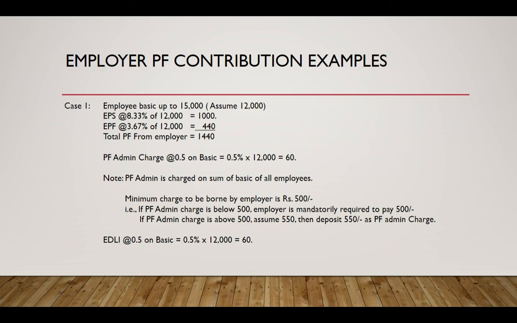And when we talk about PF administration charge, the law requires that the employer is required to contribute a minimum of 500 rupees towards the charge, and the charge is calculated on sum of the basic of all the employees and not individual employee. And in case if the total cumulative charge is below 500, then the employer is mandatorily required to pay rupees 500. And EDLI is also calculated at 0.5% on basic, which is also 60 rupees. So that was the first case, which is a simple example.